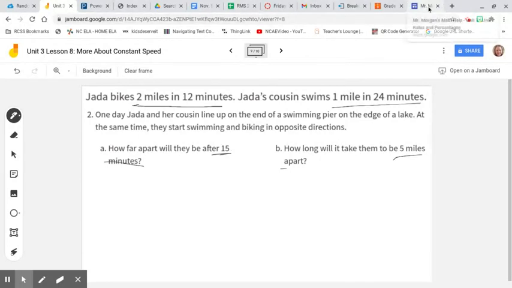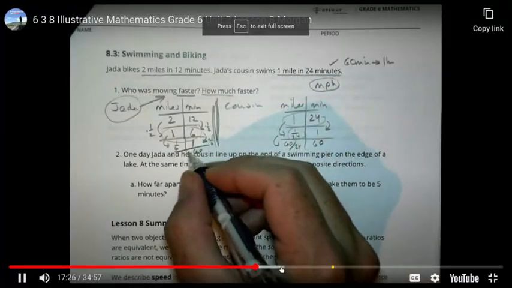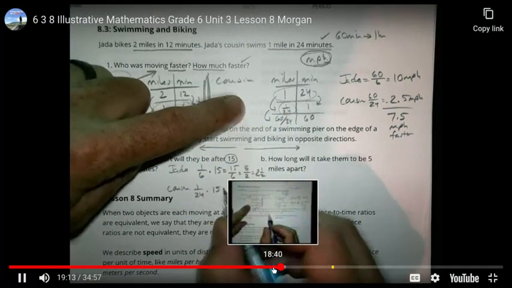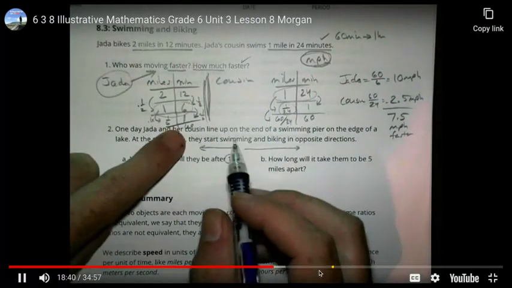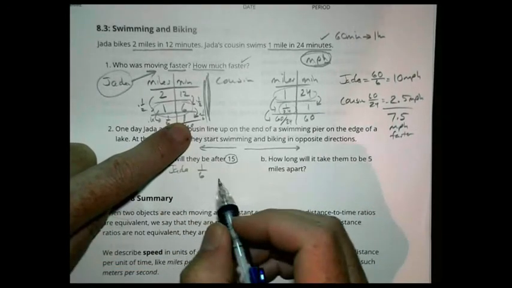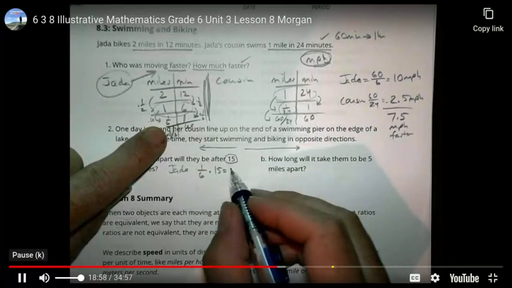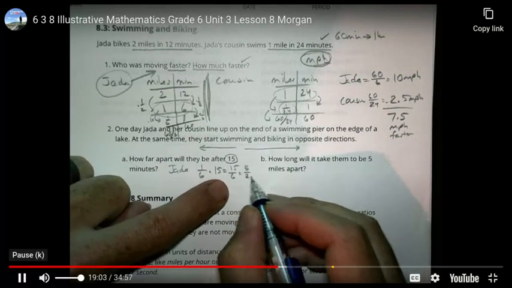So I'm going to go back to Mr. Morgan's video. And over here, we're going to have 60 minutes. So you end up with 15 over 20. Our rate for 1 minute for Jada, she's going 1/6 of a mile per minute. We know that from this point right there. So after 15 minutes, how far has she gone? That's 15 divided by 6, which is 15 over 6. 3 goes in here 5 times. 3 goes in here 2 times. So we have 2.5 miles there.